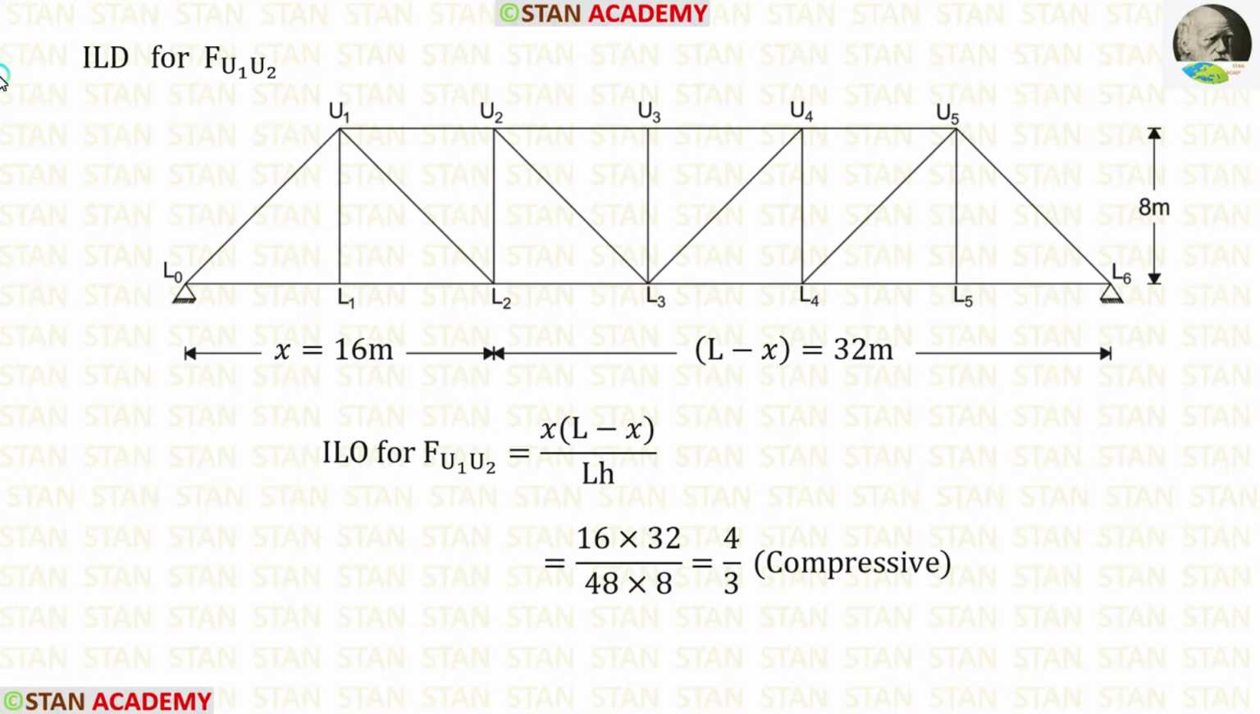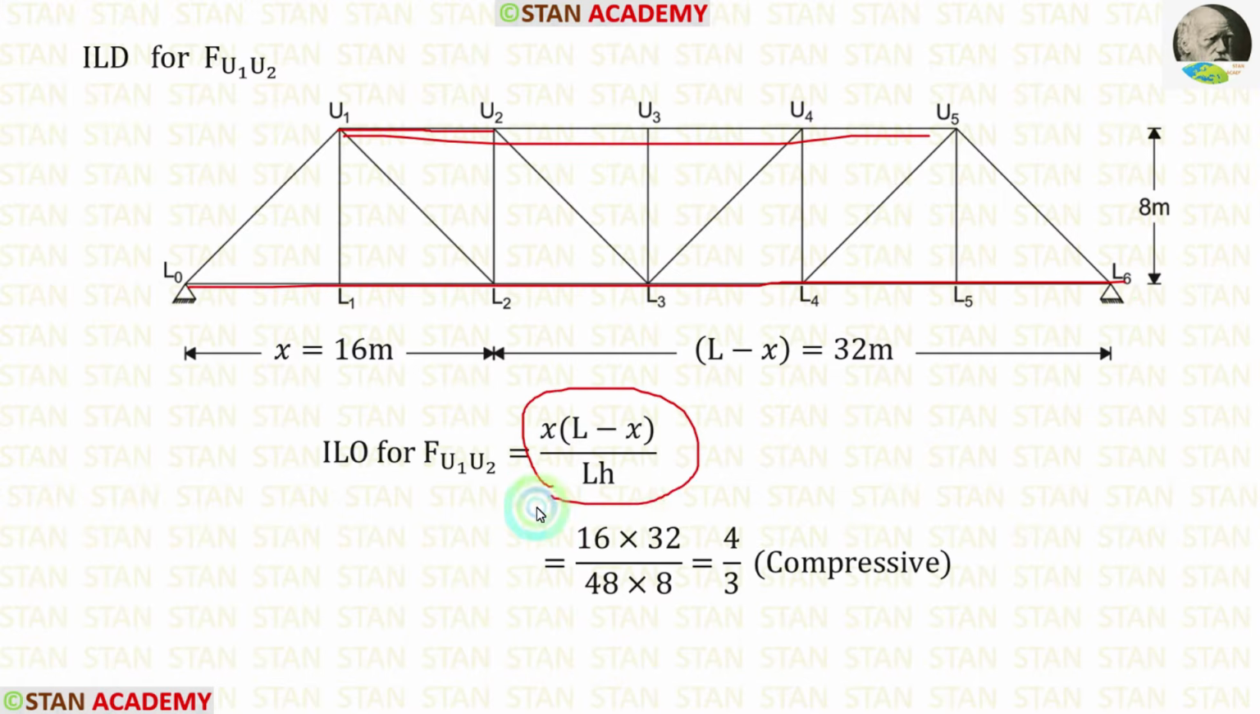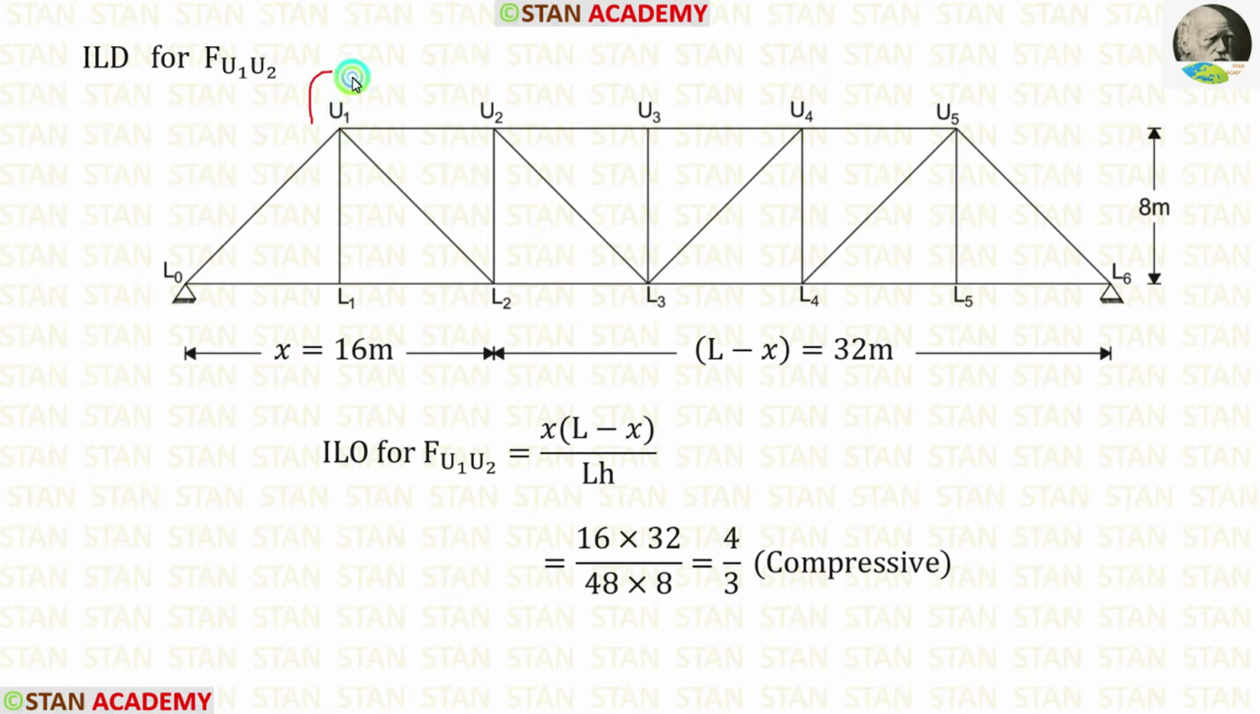First, let us make ILD for the force U1, U2. It is a top chord member. For the top chord members and the bottom chord members, we can apply the formula x into L minus x upon LH. By using the formula, we can find the influence line ordinate. For U1 and U2, we have to see where they are meeting. U1 and U2 are meeting in the point L2. So we have to make the ordinate in the point L2.